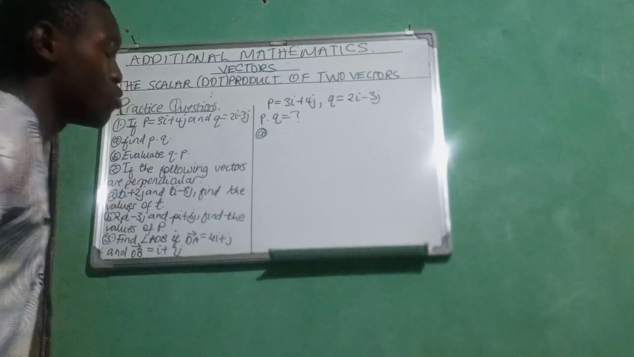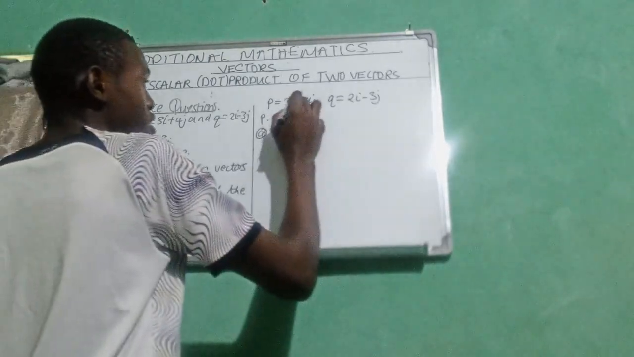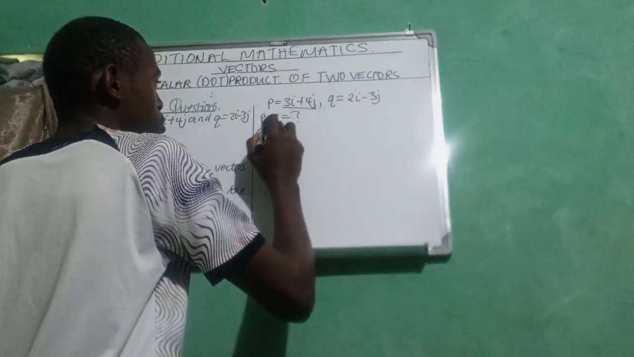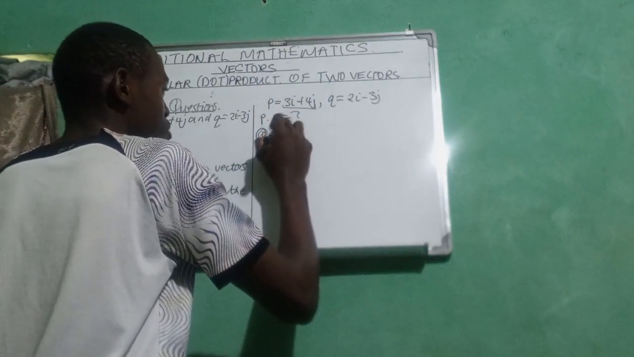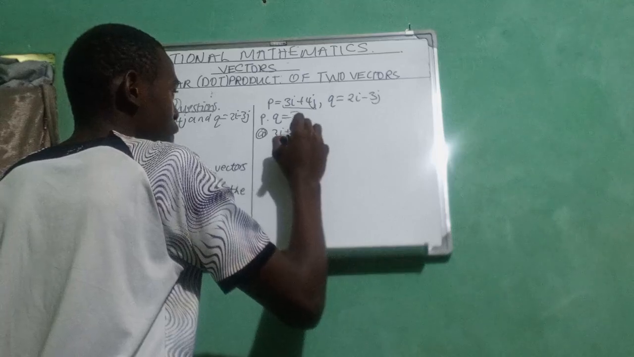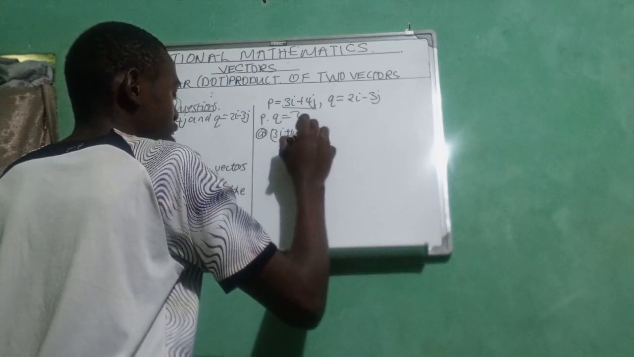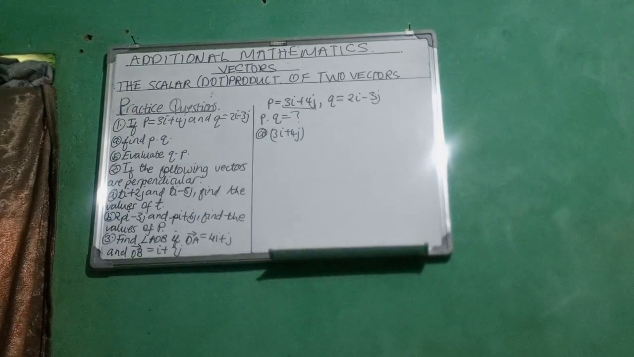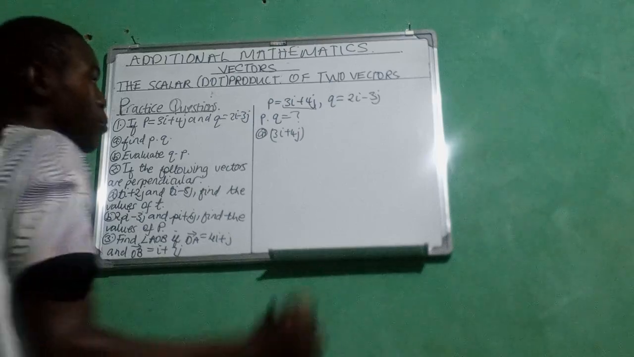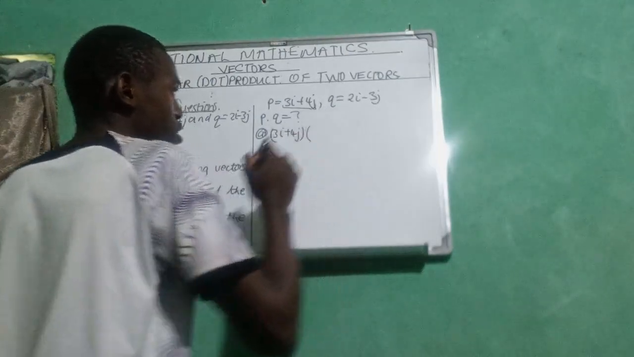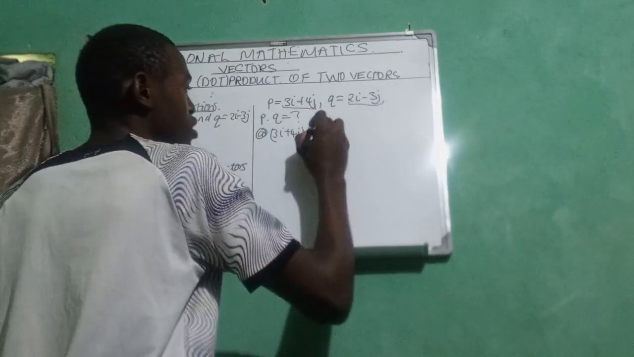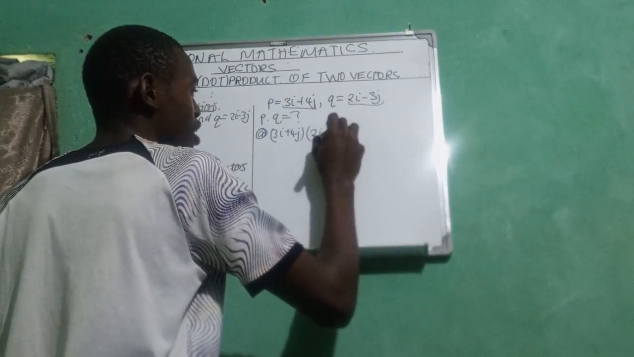To find P dot Q, first of all, let's write this. We substitute the P with that. So 3i plus 4j in brackets like that. And then after writing 3i plus 4j, you can put another bracket to represent the Q, so 2i minus 3j.